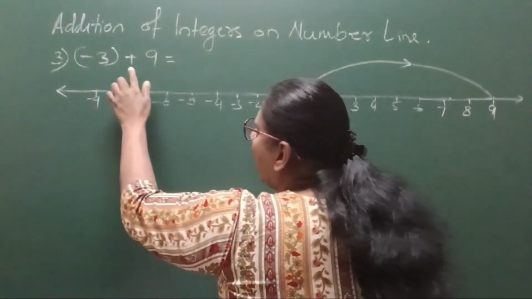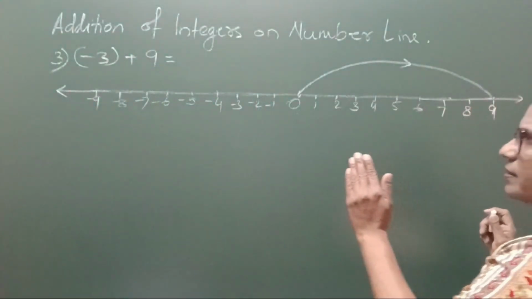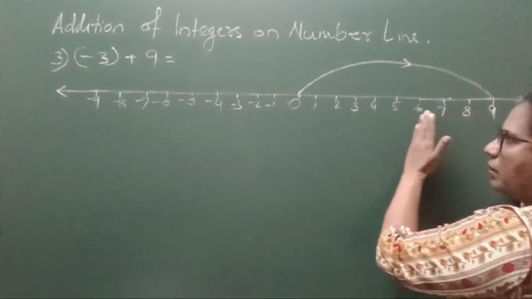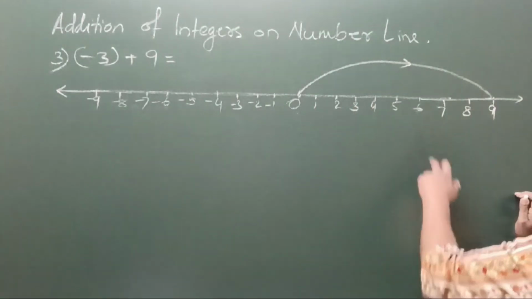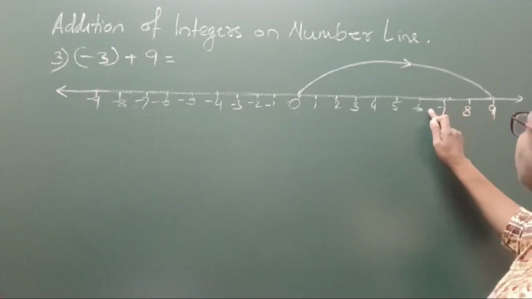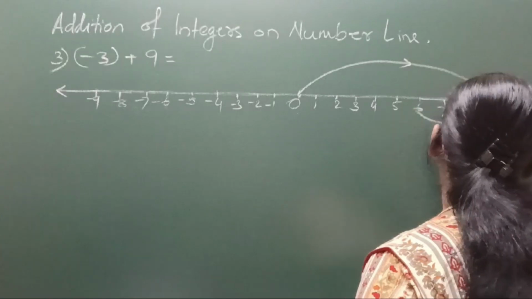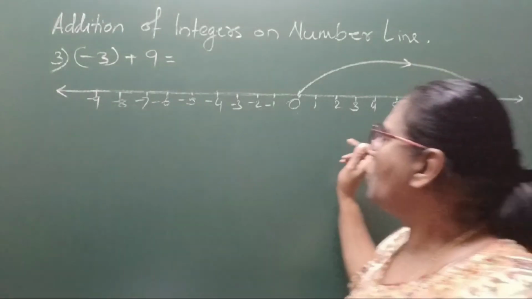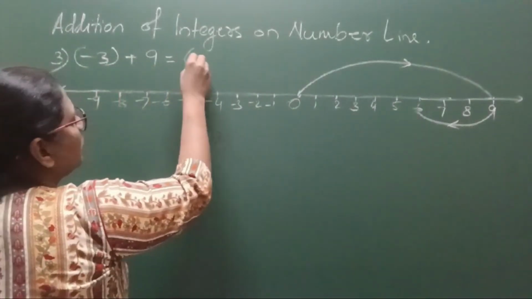Next is, we have to add to this 9, -3. Since it is negative integer, we have to move from here towards the left. So from here we will move. 1, this is 1 unit, 2 and 3. 3 units we have to move. Where it came? On 6. So our answer is -3 plus 9 is equal to 6.